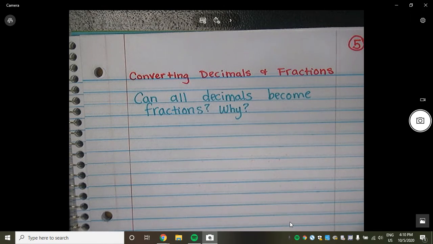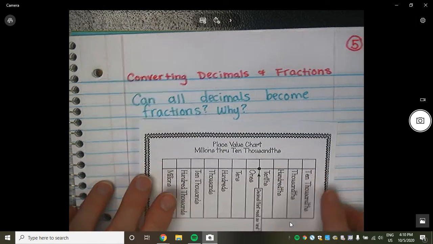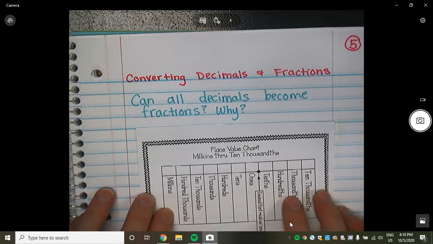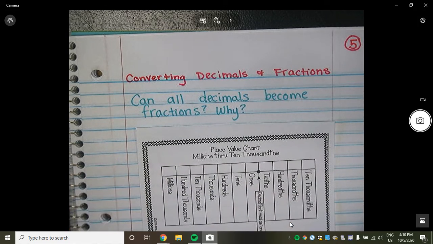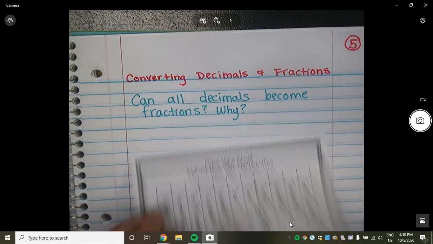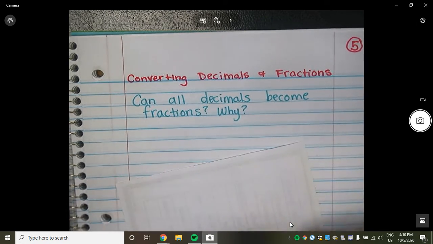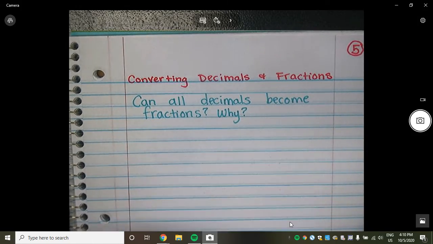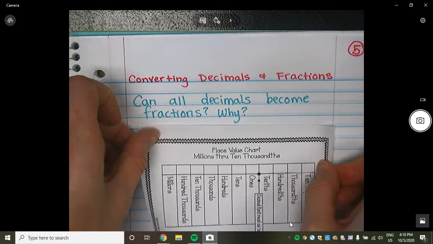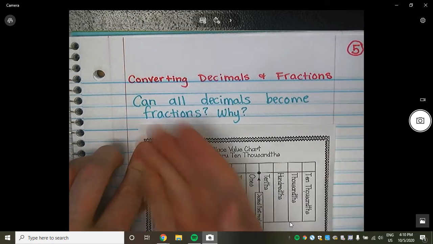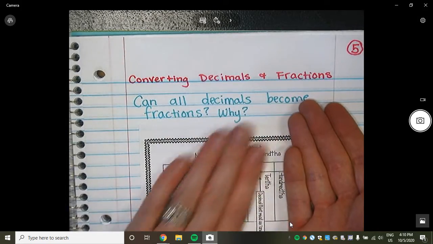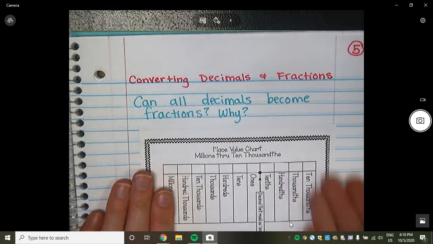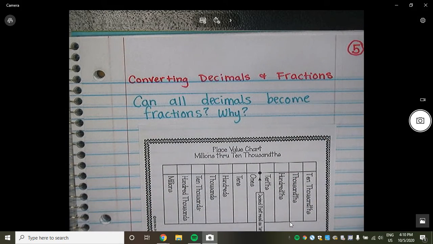This is where you need your place value chart. We're going to glue that into our notebook right there. So go ahead, grab your glue stick and put it in your notebook now. I'm going to glue mine in so that it's good to go. And if you need to pause the video while you glue yours, feel free to do that. So mine is all glued in.